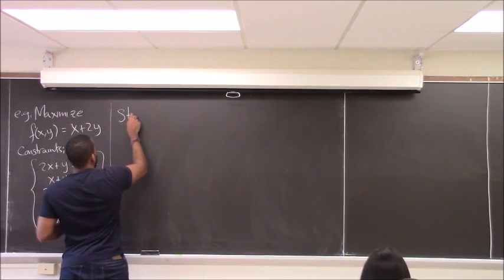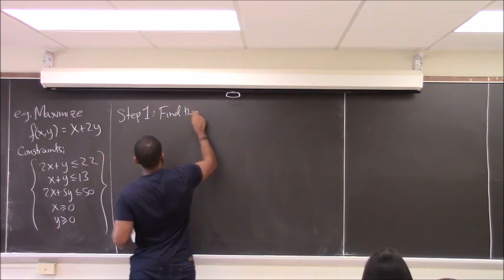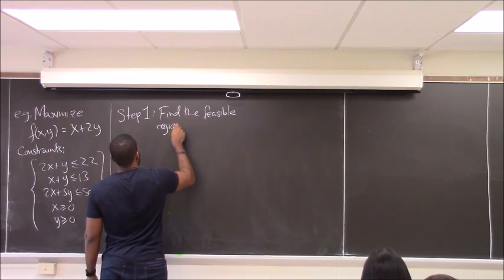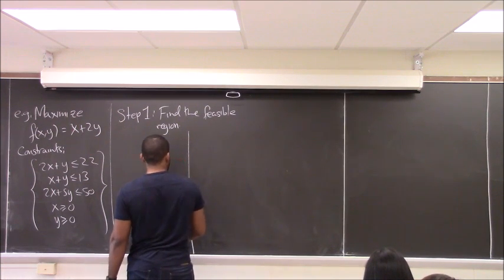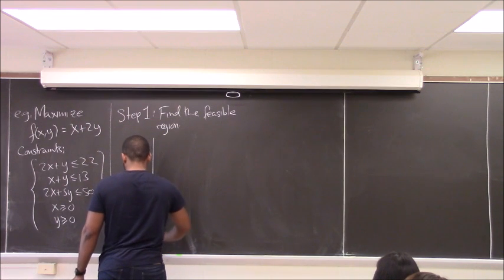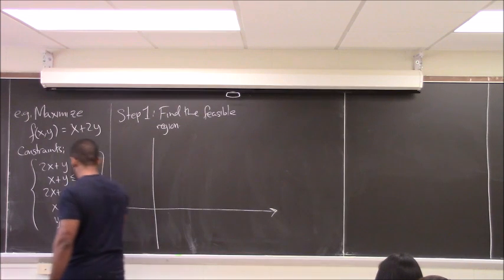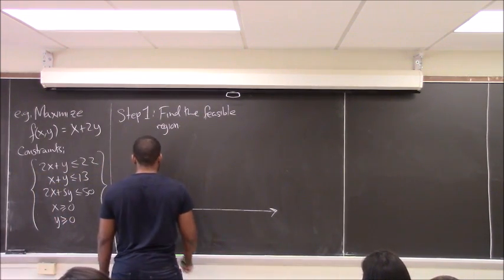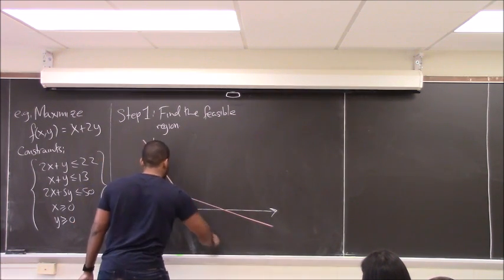And step 1, as we said, was to find a feasible region, which involved sketching, and it involved a very bad sketch, because that line did not look straight at all, that last one. But let's try to get this. I want to say it was something like this.